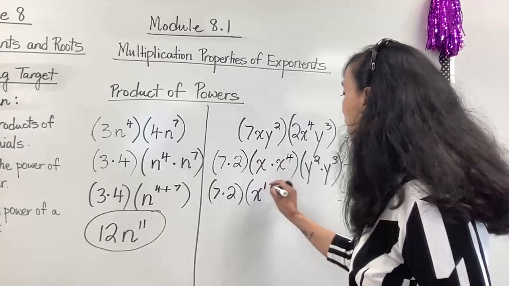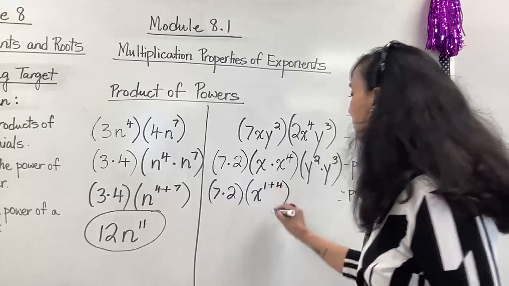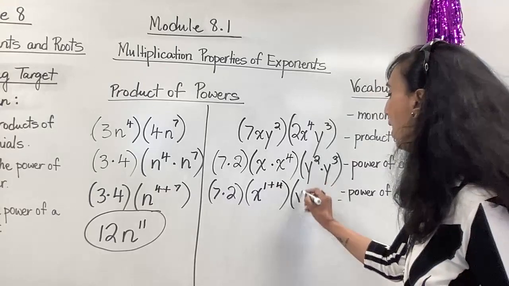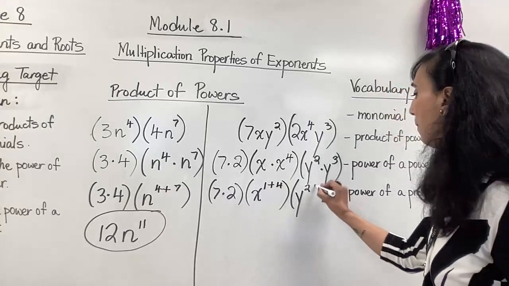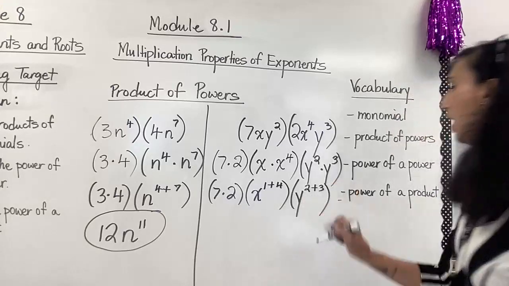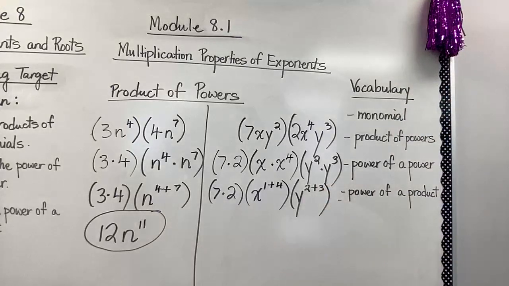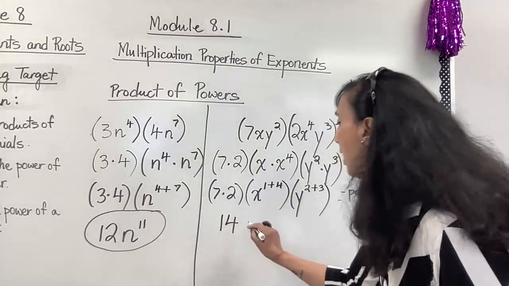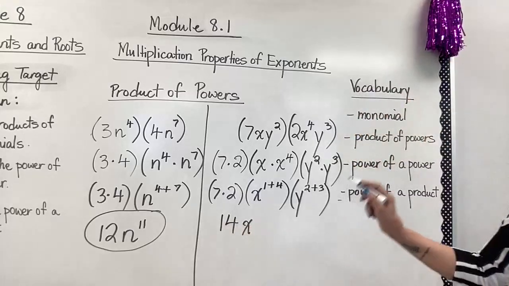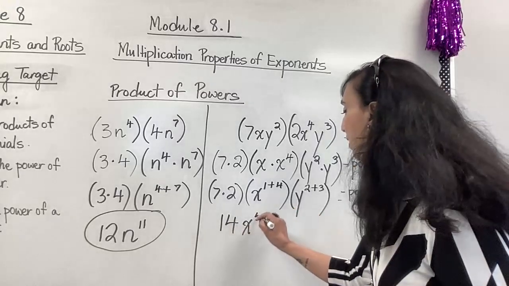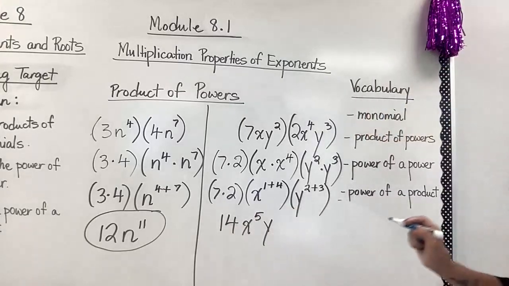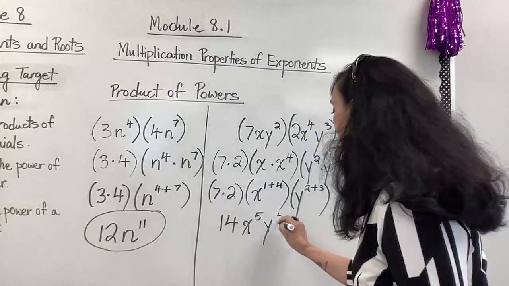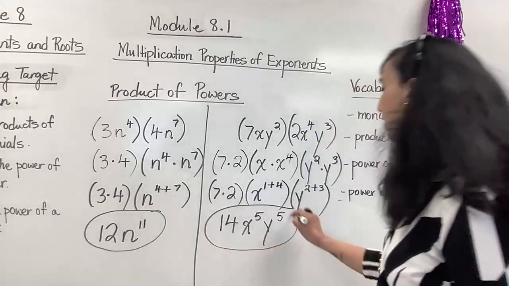So x to the 1 plus 4, because we add the exponents, right? And then we have y to the 2 plus 3. So here are my exponents. And then 7 times 2 is 14, and I have x, and 1 plus 4 gives me the 5th power, times y, and I have 2 plus 3, and that is 5. So here is my final answer.